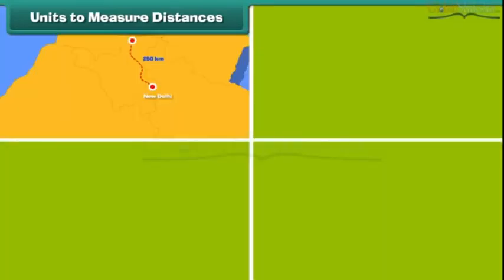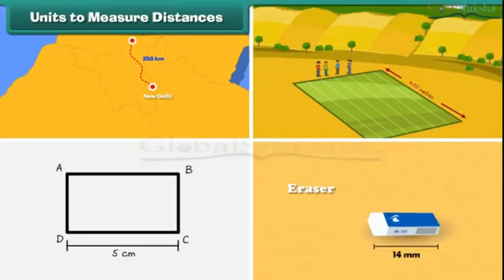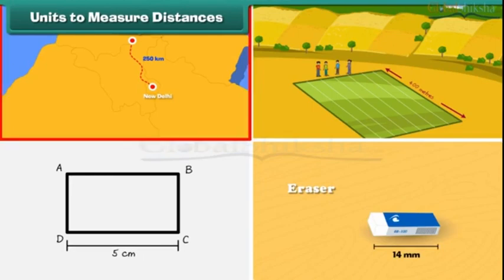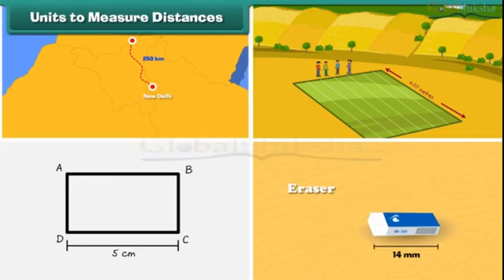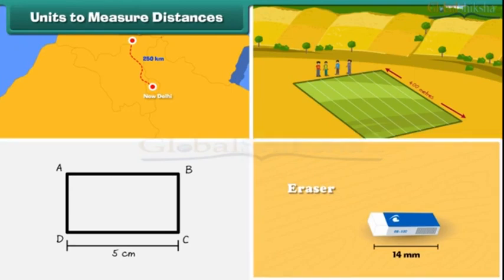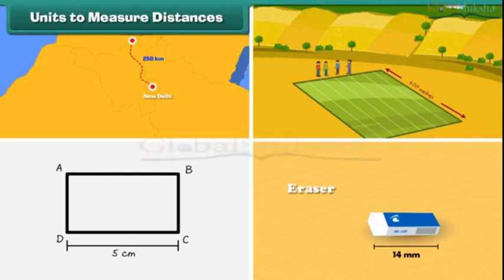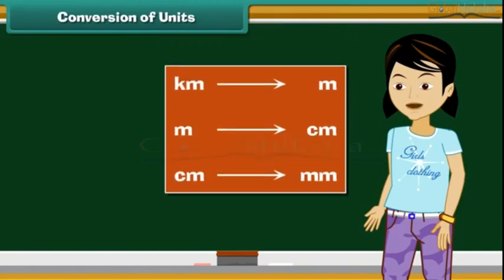We find that kilometer, meter, centimeter, millimeter are the units used for measuring distances. Among these, kilometer is the biggest unit used for measuring long distances, while millimeter is the smallest unit used for measuring very small lengths. The standard unit of distance is meters. Friends, let us now learn how to express distances given in one unit in other units.